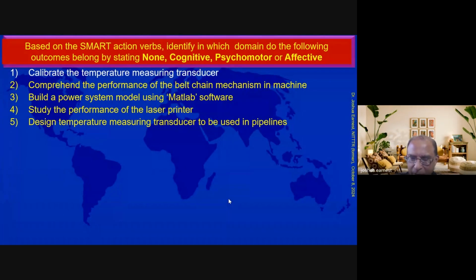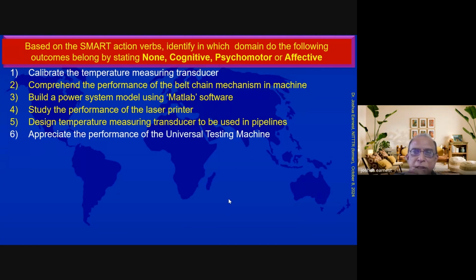Okay, good. Next, appreciate the performance of universal testing machine. None.